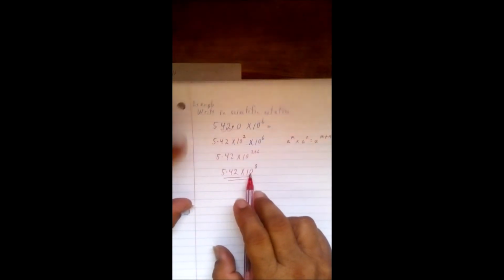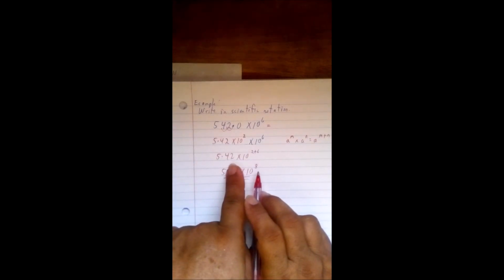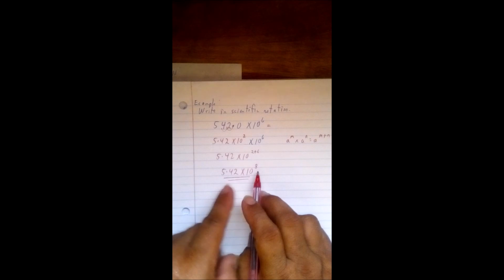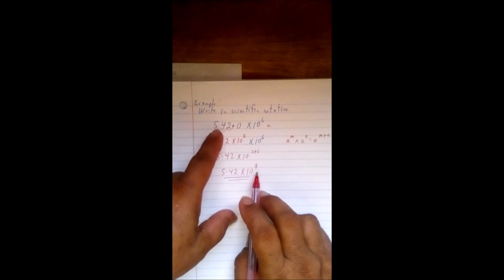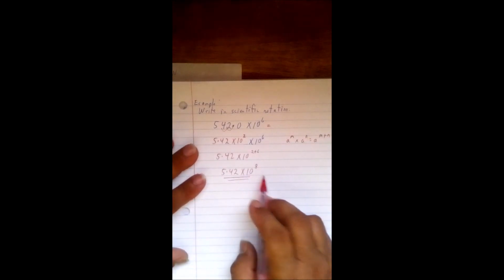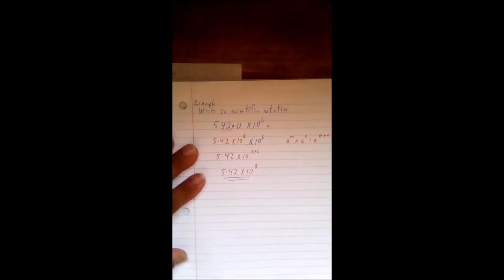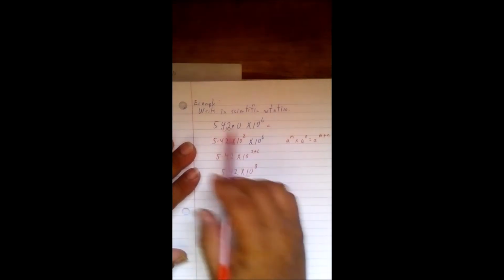Now this is in scientific notation because this number here is between 1 and 10, compared to this one here. This is not scientific notation, this is scientific notation. So remember, this is scientific notation because we have it in the form of n times 10 to the small n power, and we all know what that means. Okay, so this is what you do here.